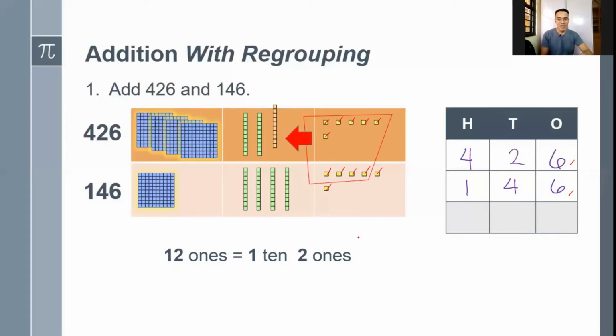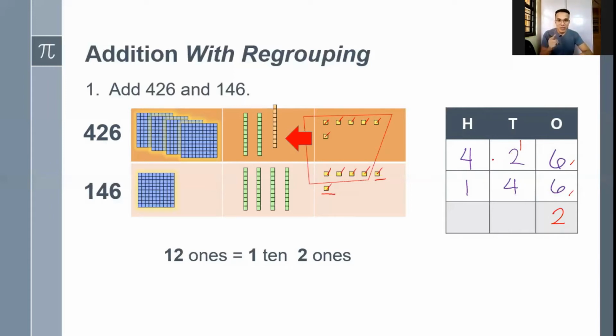Okay? So, look at the number of ones left in this column. We have here 1, 2. There are 2 ones left. And take note of 1 ten rod being added in this column. So we have to add 1 here. We have 1 more 10. Did you get that? So you're not going to write 12 here. You're just going to write 2 and 1 in the tens column. Okay?